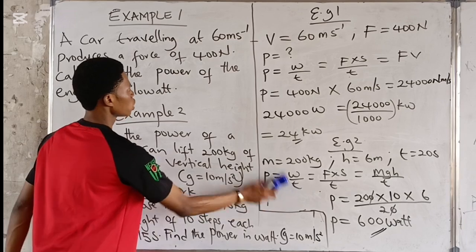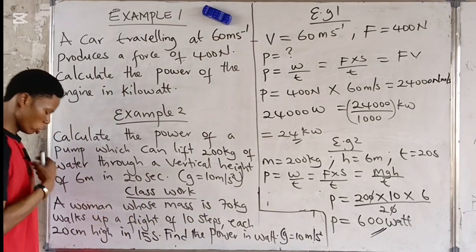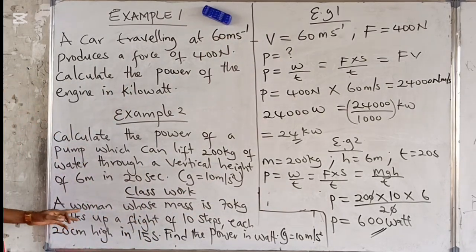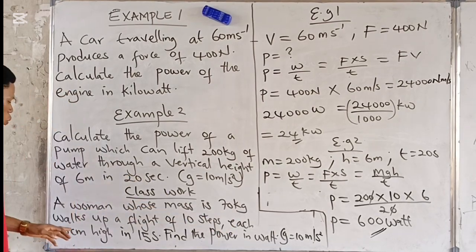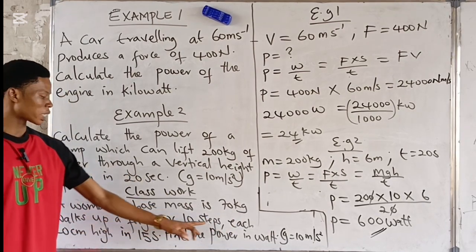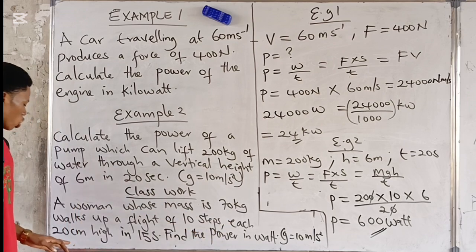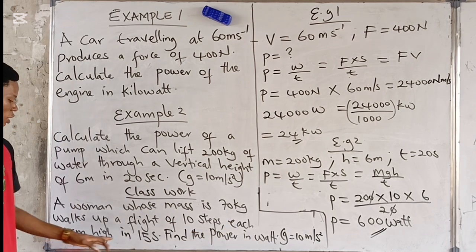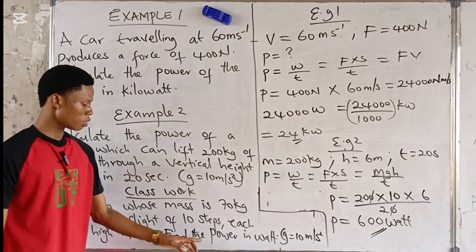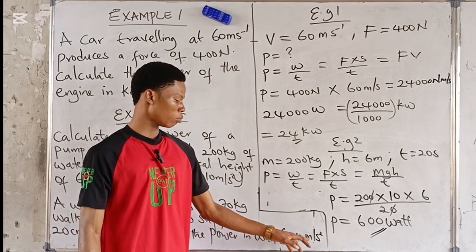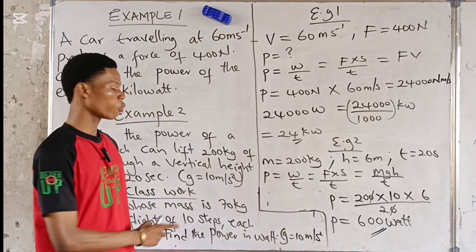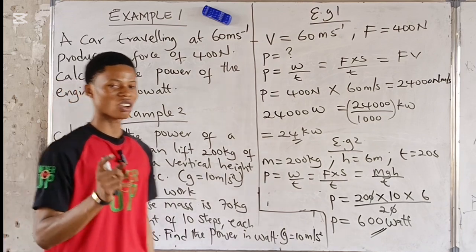Now you're going to attempt this question for me as classwork. A woman whose mass is 70 kilograms walks up a flight of 10 steps, each 20 cm high, in 15 seconds. Find the power in watts. And we're given g as 10 meter per second square. So you're going to solve this and drop your answer in the comment section.